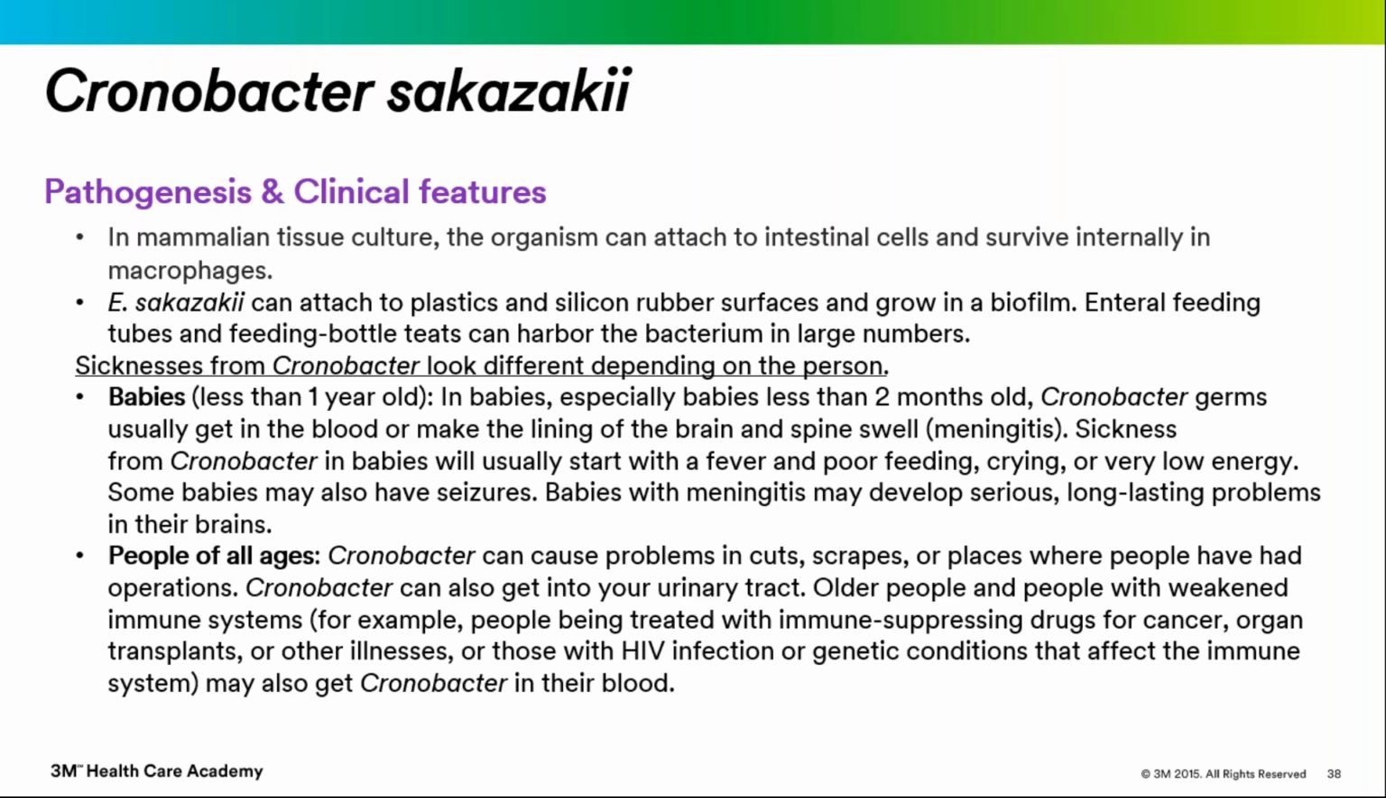In babies, especially less than 2 months old, these organisms get in the blood or make the lining of the brain and spine swell, leading to meningitis. Sickness from Cronobacter in babies will usually start with a fever and poor feeding, crying or very low energy. Some babies may also have seizures. Babies with meningitis may develop serious, long-lasting problems in their brains.